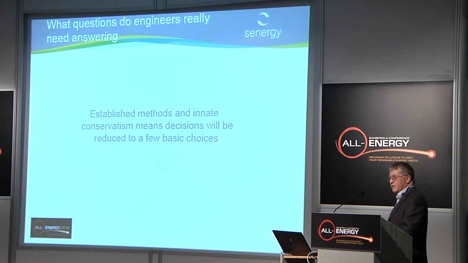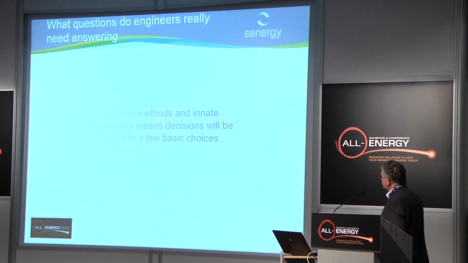Now, what questions do our engineers really need answering? Well, this is my assertion here. Established methods and innate conservatism mean that decisions will be reduced to a few basic choices. They'll be choosing one or two or three types of pile. They'll be choosing one or two contractors who are going to install the cables using one or two types of plough. These are the kind of decisions we end up with after all this work we're doing.